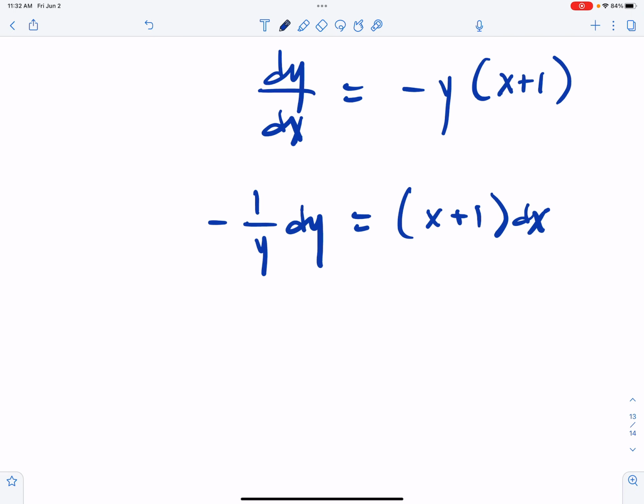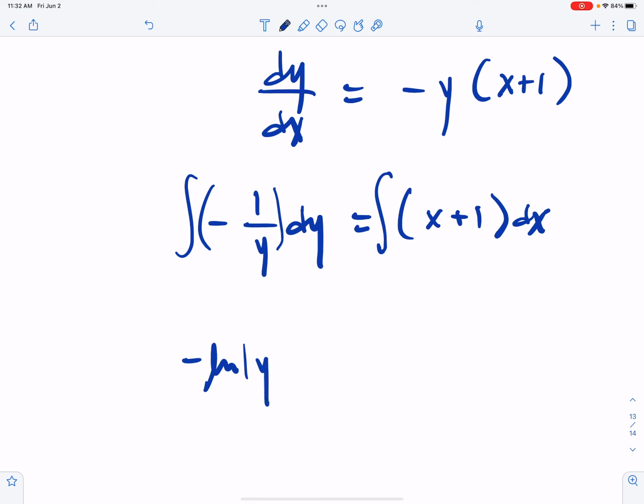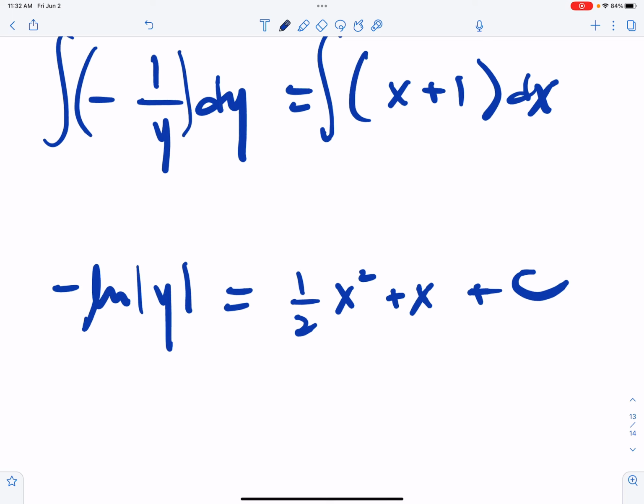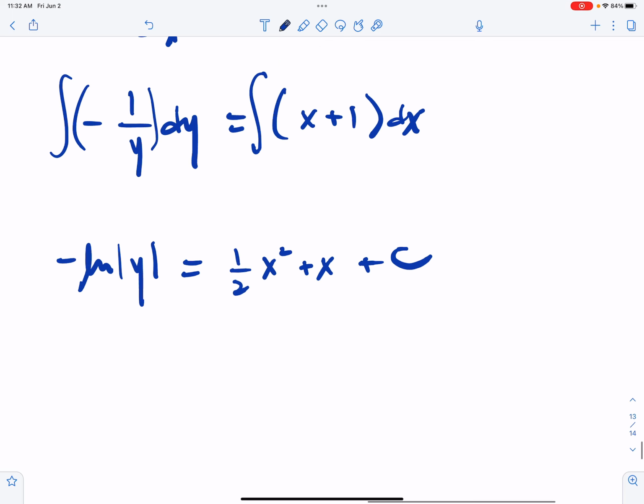And this step's really important to show. And you can integrate. So this would be negative, I'm going to put parentheses around there, negative ln of absolute value of y equals 1/2 x squared plus x plus c. And I'm going to divide out that -1. Again, we're trying to get to y equals.